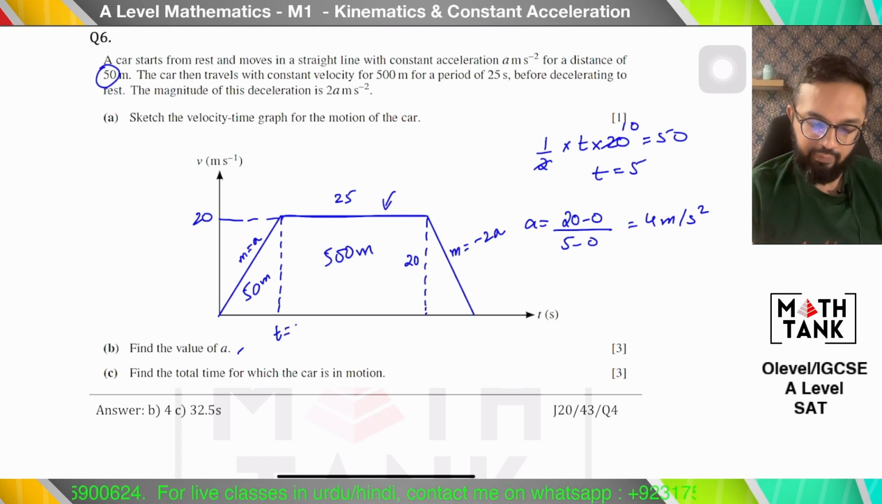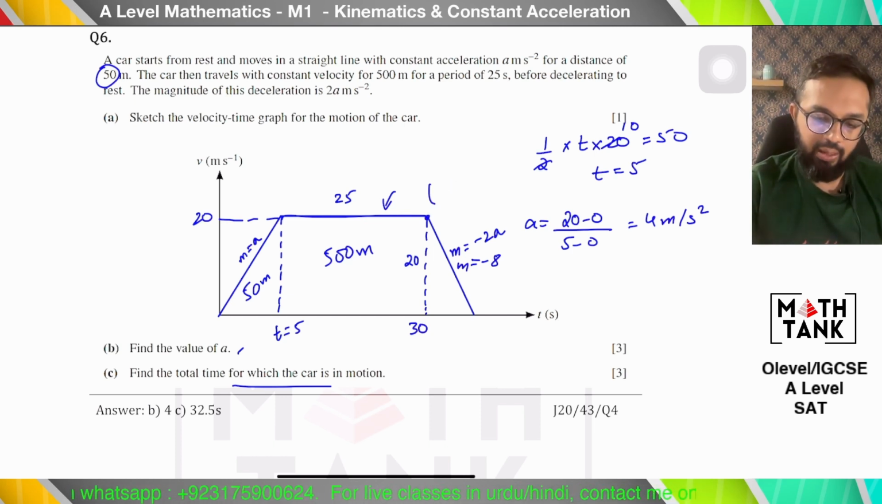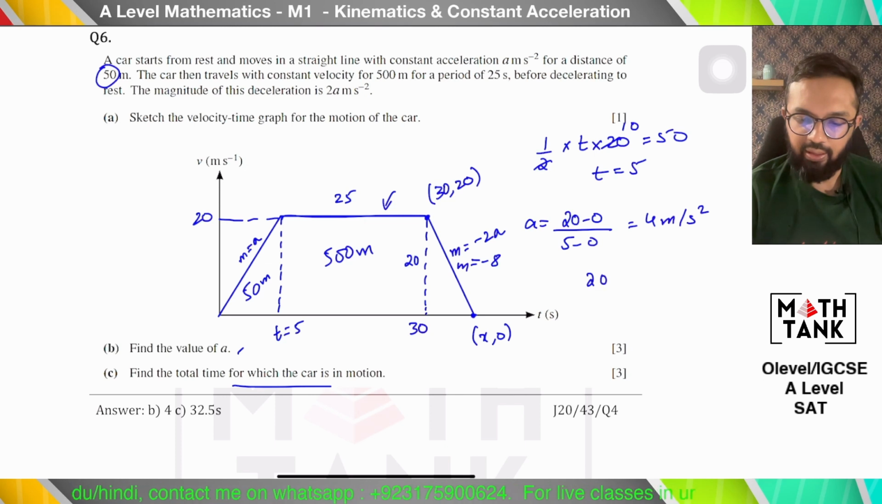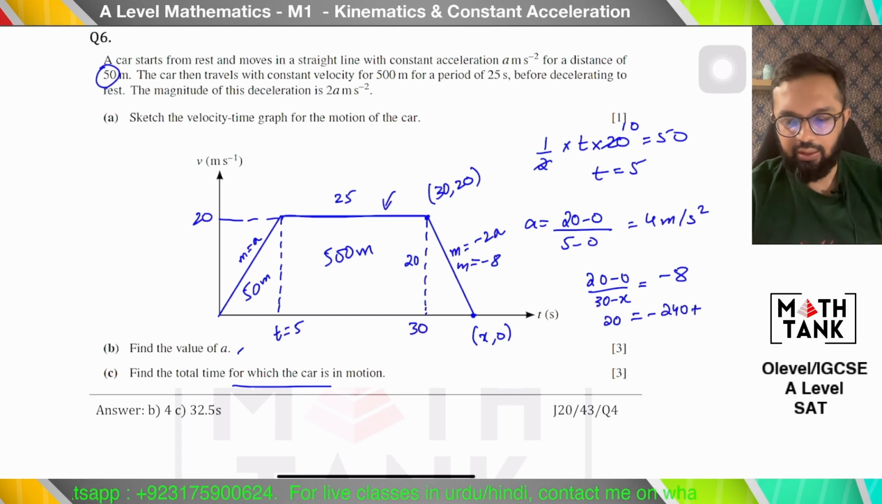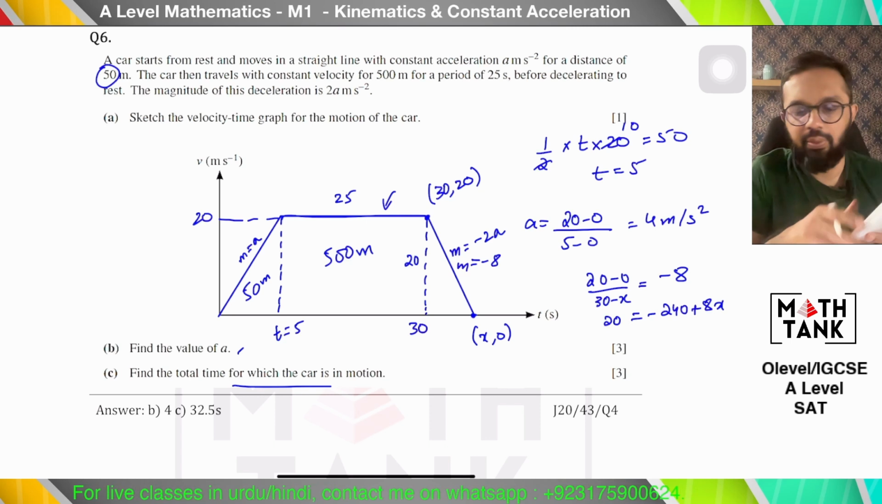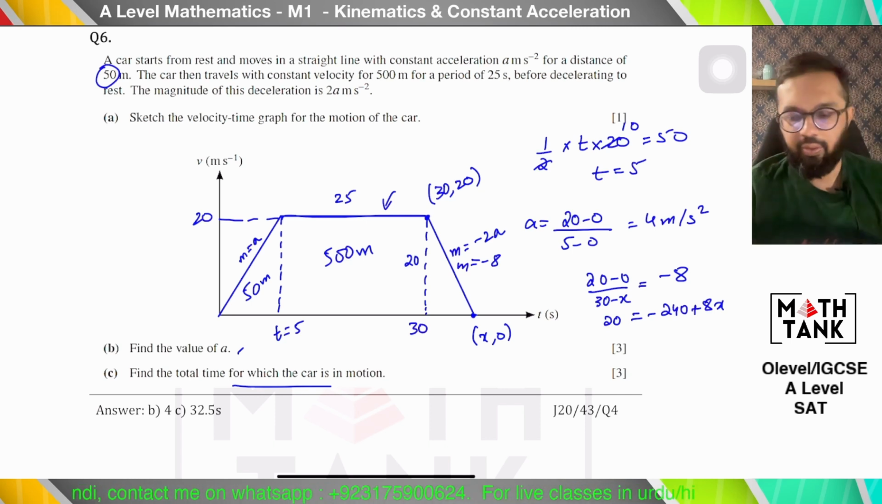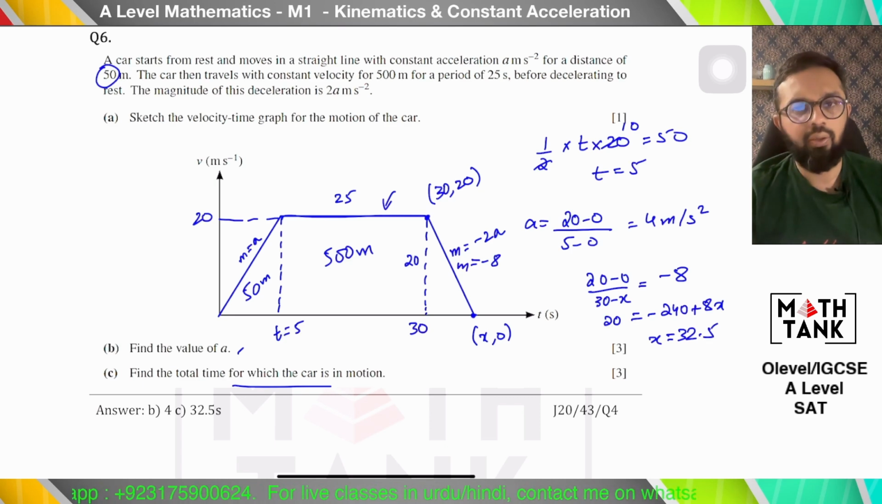Okay, so this is 5, this is 30. Find the total time for which the car is in motion. If I find that out, I'm sure I can say that the gradient is minus 8. This point has coordinates 30 comma 20. This has, let's say, x comma 0. So 20 minus 0 over 30 minus x equals minus 8. Minus 240 plus 8x, 260 divided by 8 gives me 32.5. I think a reasonably easy question.